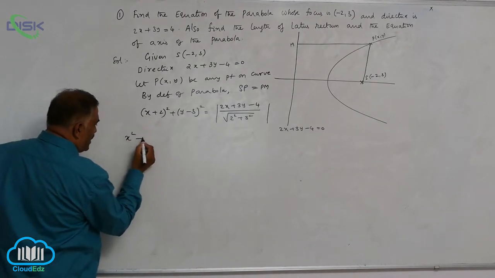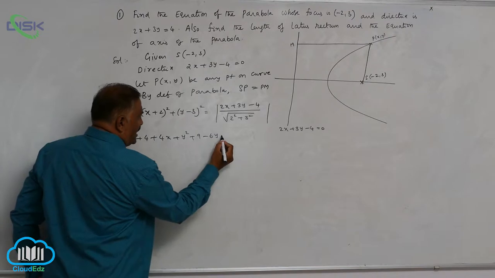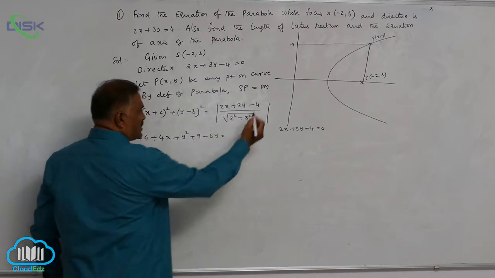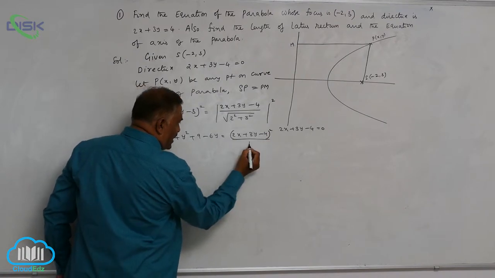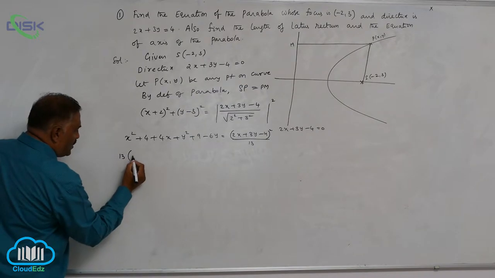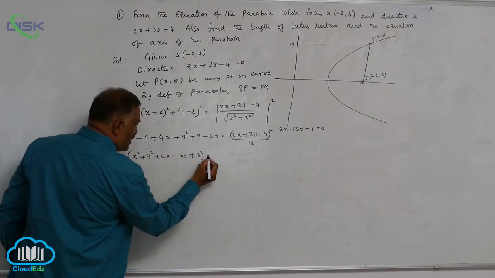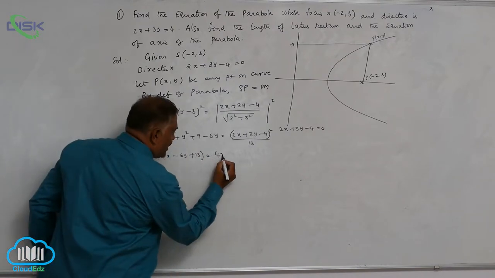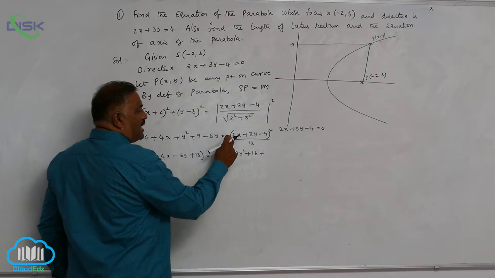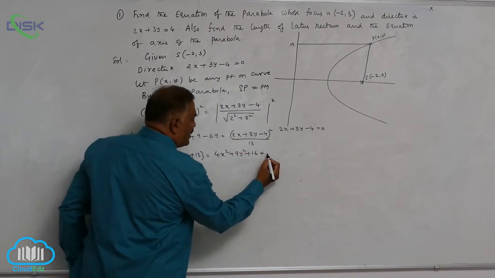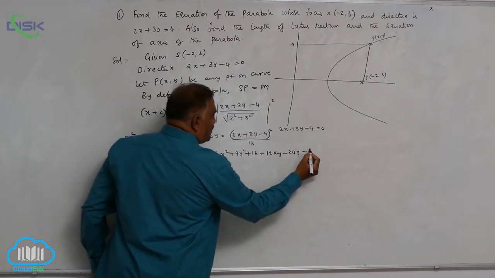Now this is x square + 4 + 4x, again y square + 9 - 6y, is equal to, the denominator is 13, of course the whole square is there here. This is (2x + 3y - 4) whole square divided by 13. So 13 comes over here: 13 into (x square + y square + 4x - 6y + 13) is equal to, now you can expand, 4x square + 9y square + 16, plus the 2ab term, here 2 3s are 6, 2 2s are 12, 12xy, minus 24y, minus 4 2s are 8, minus 16x.